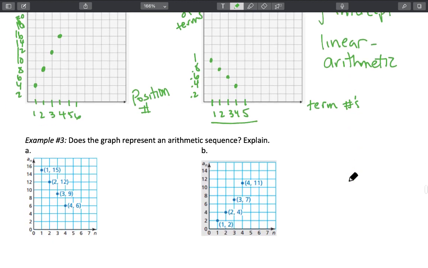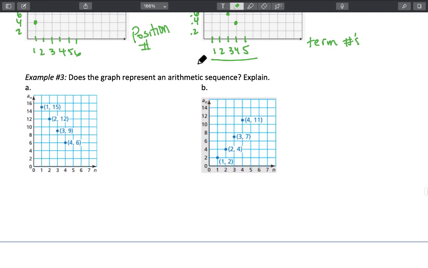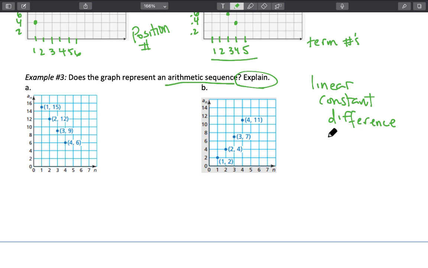All right, let's jump down to example 3 now, and let's look at a few graphs and determine if they represent an arithmetic sequence. Based on the things that we just set up above, they have to be linear and have a constant difference. Then we can determine that it's arithmetic. If these things are not true, then it's not an arithmetic sequence.